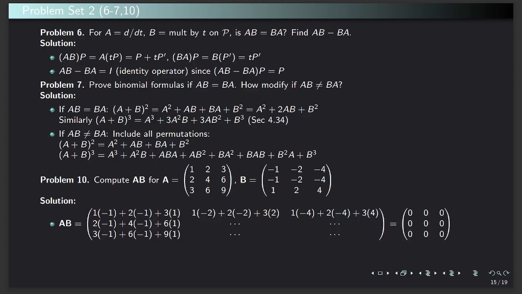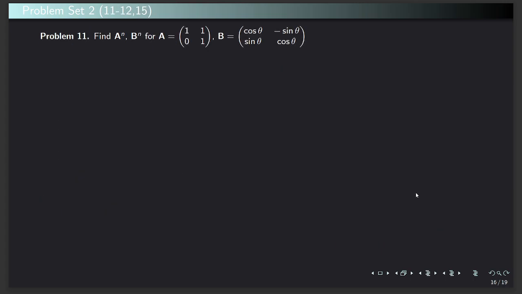Their product, through direct row by column multiplication, results in the zero matrix. So this illustrates that the product of two non-zero matrices can be 0, which highlights a key difference from scalar arithmetic. Problem 11 asks for the nth power of two matrices.